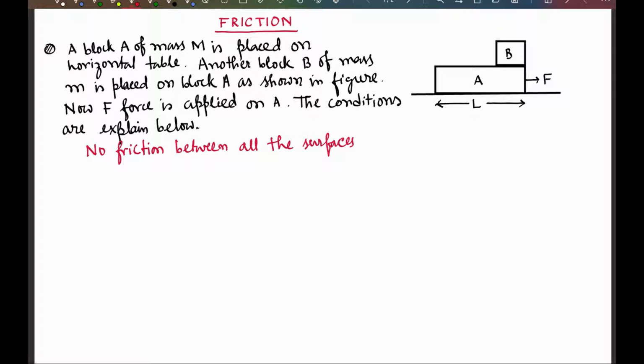And we have to calculate the time required to travel block B over block A.